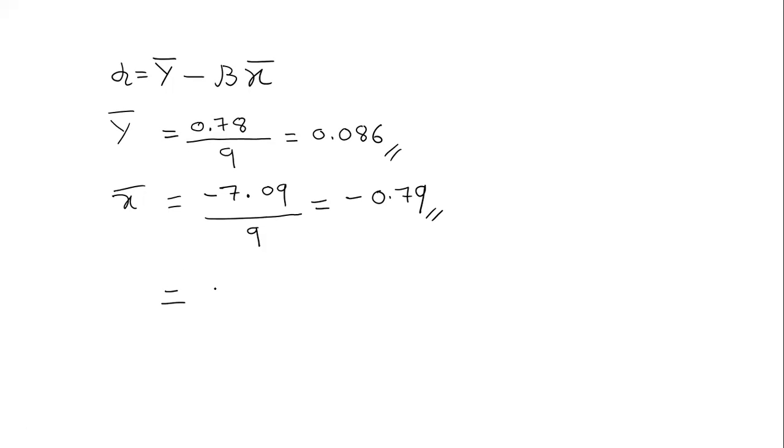So Y bar is 0.086 minus beta, which we calculated as 1.19, into the value of X bar, that is minus 0.79. If we calculate this, we'll get the value. So alpha is 1.0. So we calculated the beta and we calculated alpha.